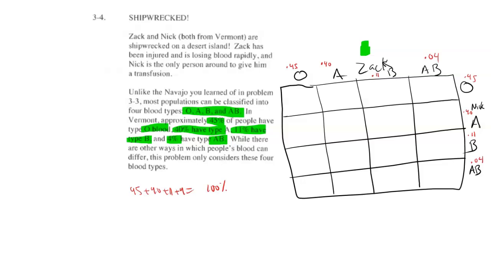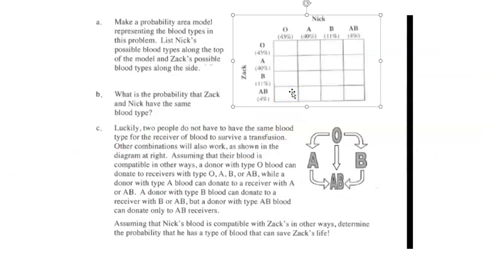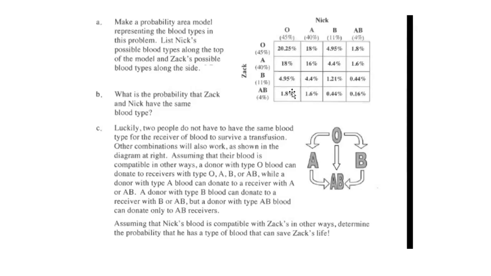So we want to use a calculator and multiply these numbers together. If you multiply 0.45 with 0.45, 0.40, and fill in all of these charts, here's a better looking chart for you. Again, you can leave them as decimals, or if you want, you can turn them back to fractions. Here's what Nick and Zach's numbers are. Notice that OO is the best at 20.25%, and AB is the worst.